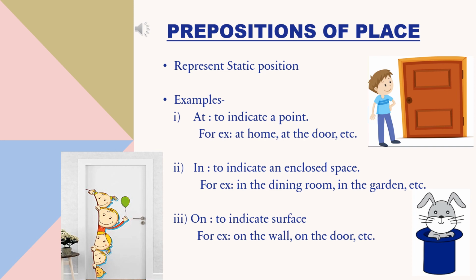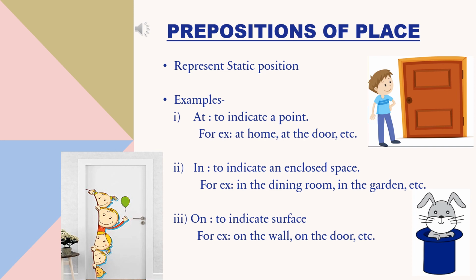Now, prepositions of place are basically the words that represent a static position of an object. Let's look at a few examples. The first preposition of place is at. It is used to indicate a point. For example, I am at home. The person is standing at the door. So it is basically the location of that person where he is currently present.